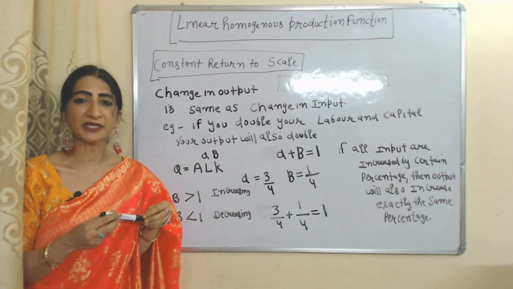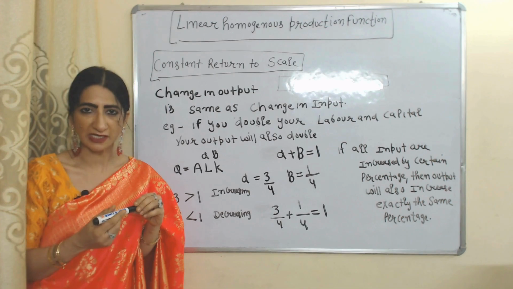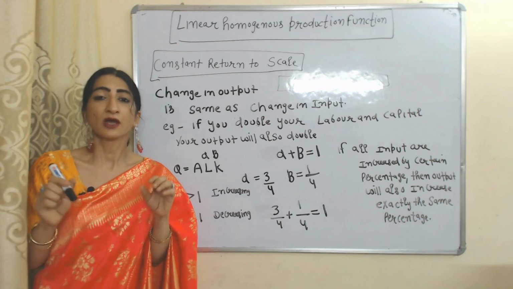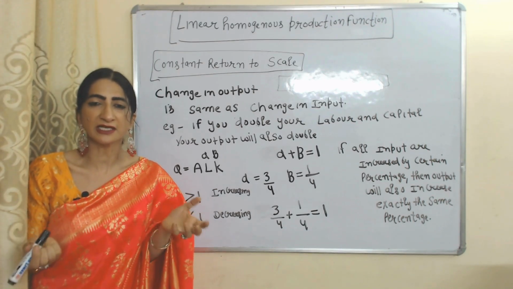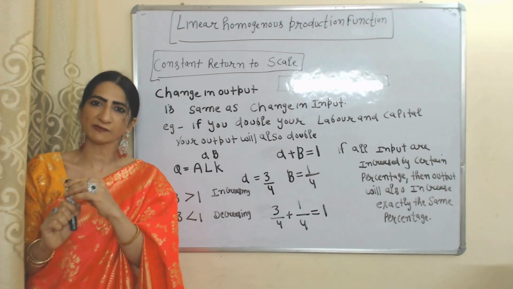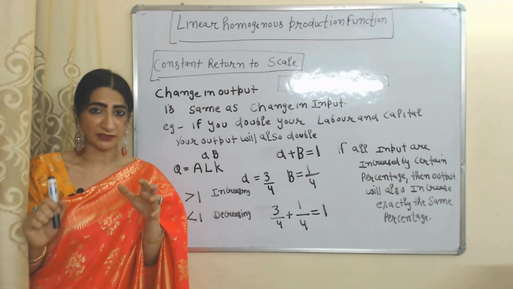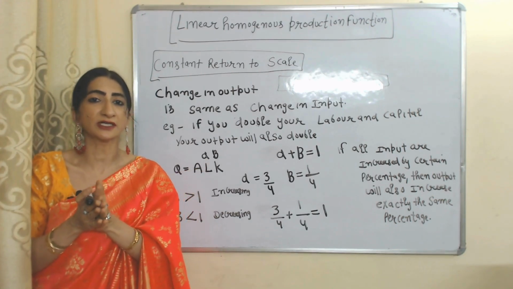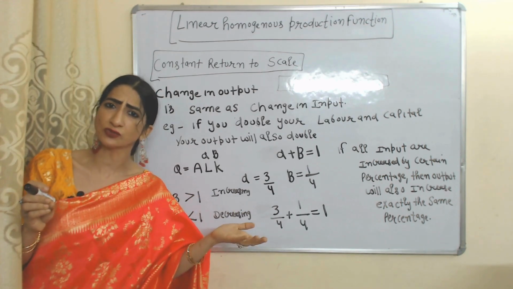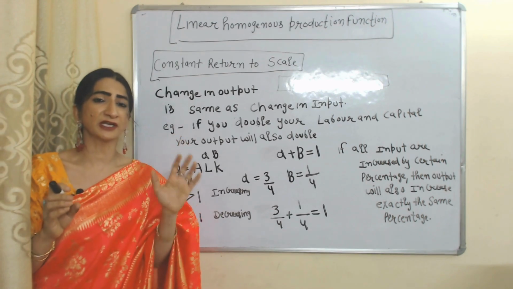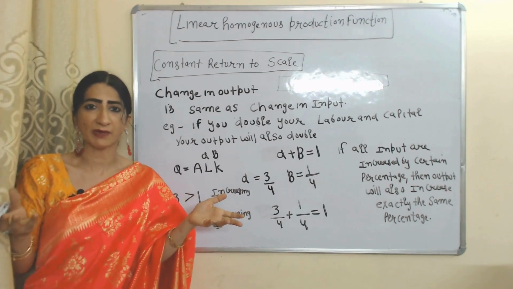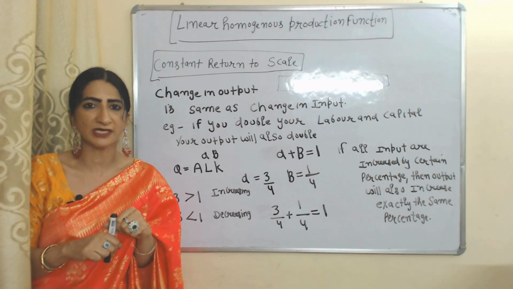The most important property of the Cobb Douglas production function is that it is a linear homogeneous production function. What do you mean by linear homogeneous production function? Linear homogeneous production function means we are receiving constant return to scale. Constant return to scale means the change in output is the same as the change in input. For example, if you double your inputs like labor and capital, your output will also double. That means you are receiving constant return to scale.